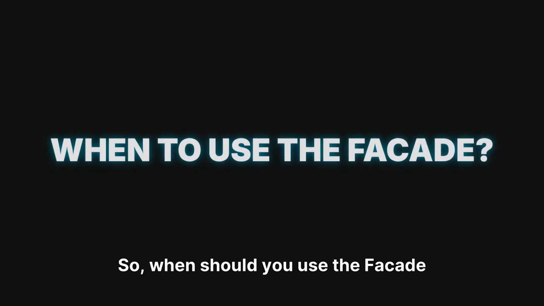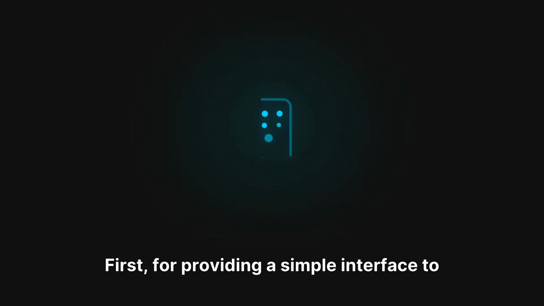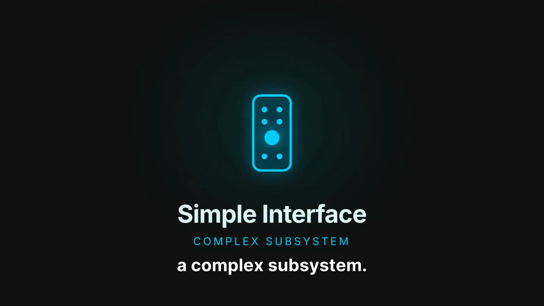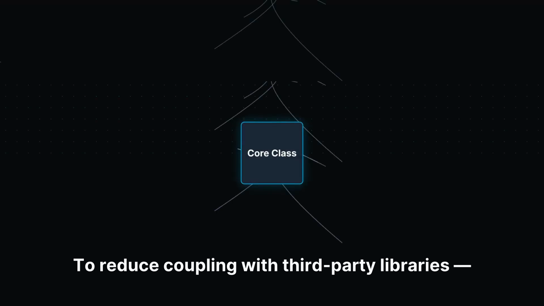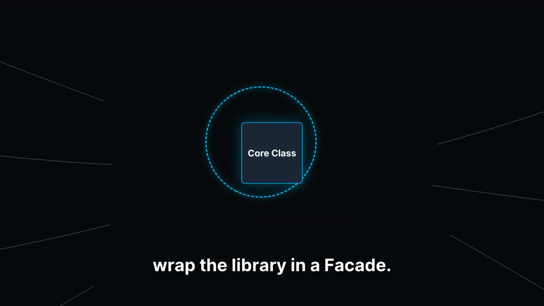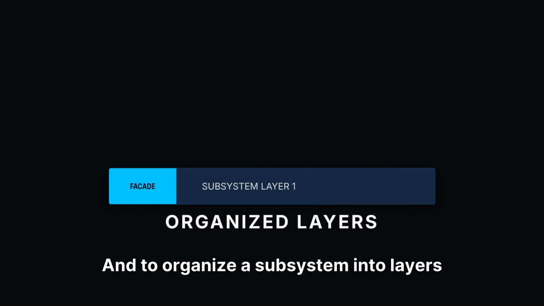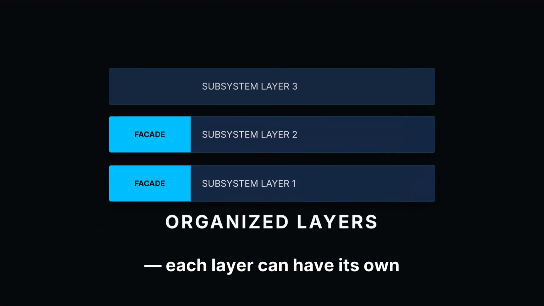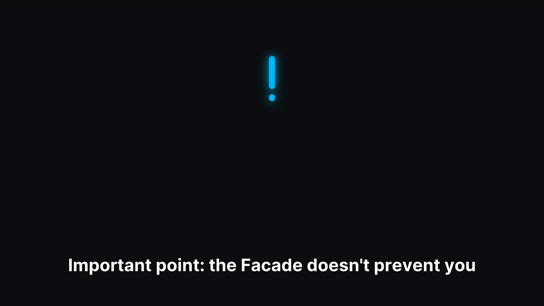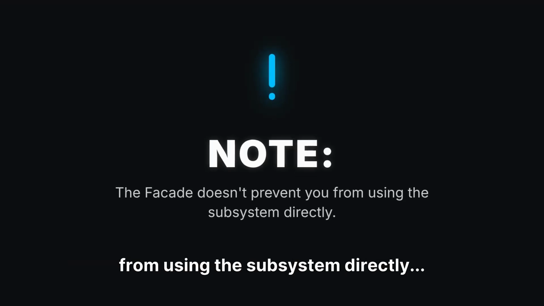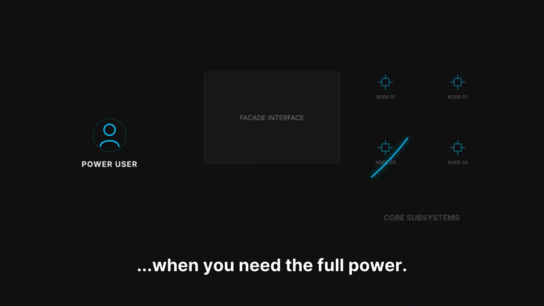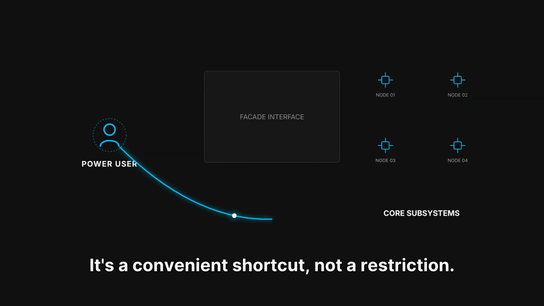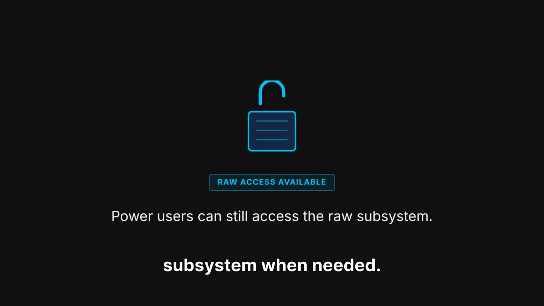So when should you use the facade pattern? First, for providing a simple interface to a complex subsystem. To reduce coupling with third-party libraries, wrap the library in a facade. And to organize a subsystem into layers, each layer can have its own facade. Important point, the facade doesn't prevent you from using the subsystem directly when you need the full power. It's a convenient shortcut, not a restriction. Power users can still access the raw subsystem when needed.